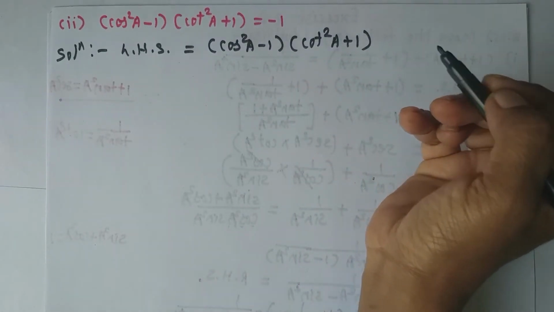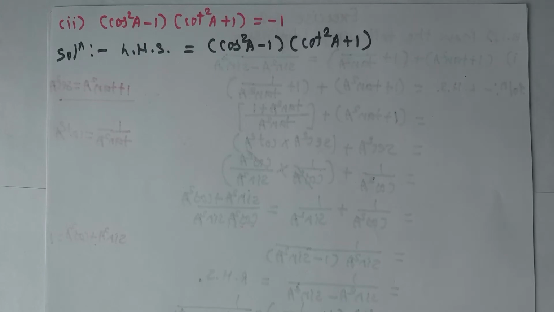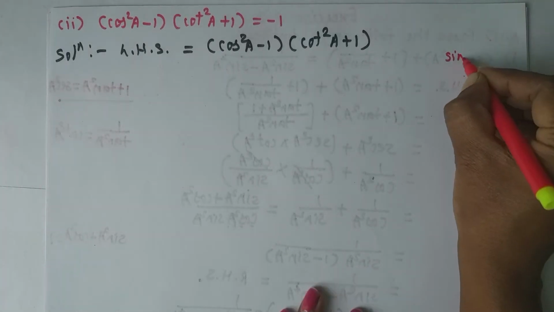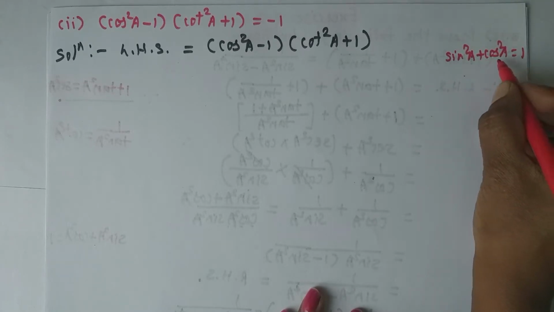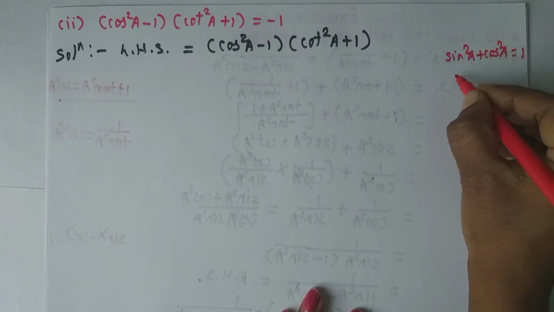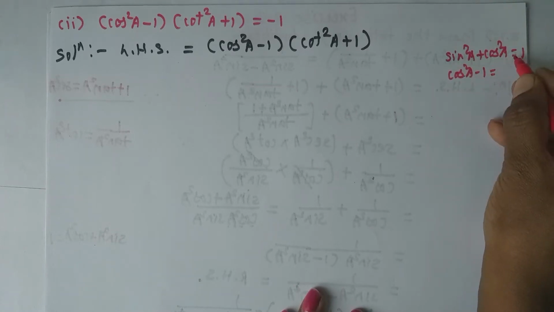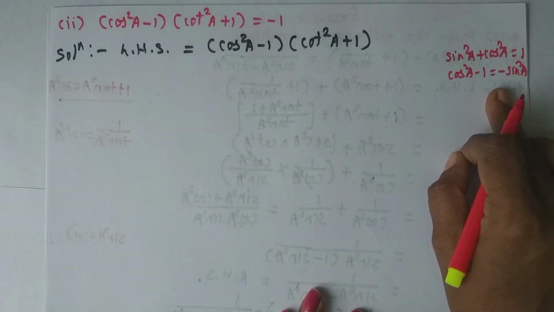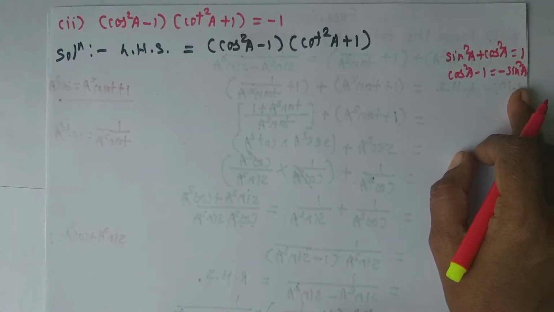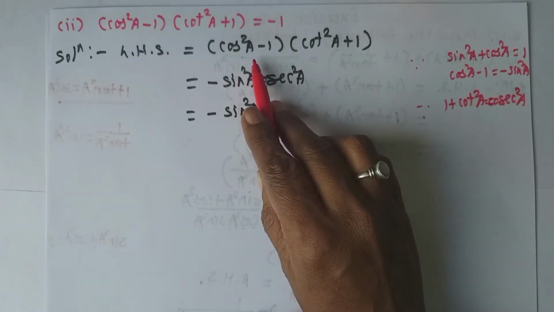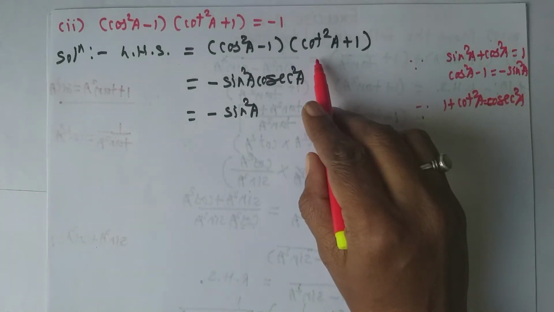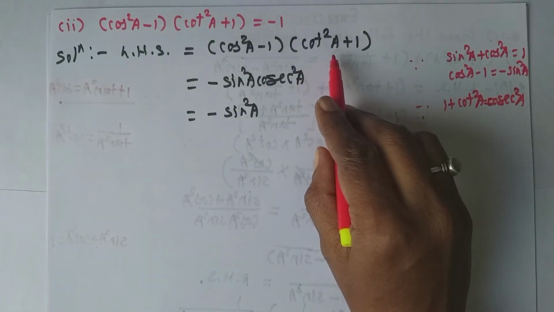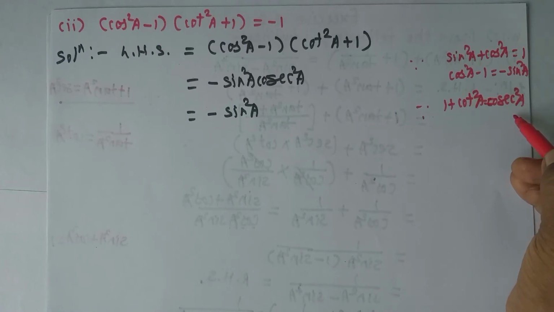Okay. Now we will use our identities. First identity, sin square a plus cos square a is equal to 1. Therefore, the value of cos square a minus 1: take minus 1 to this side and transfer this sin square a to the right hand side. Then the value of cos square a minus 1 will be minus sin square a. Now for this first bracket cos square a minus 1, we will keep the value minus sin square a, and for the second bracket cot square a plus 1, I will keep the value cosec square a.